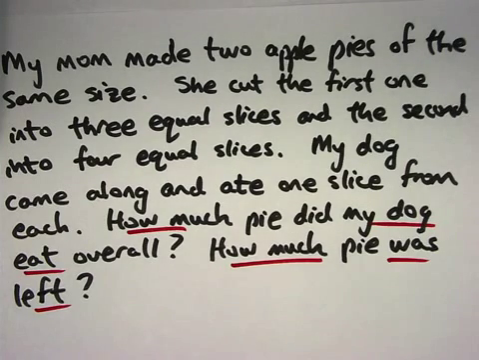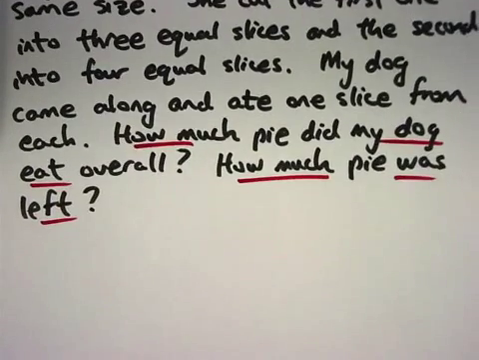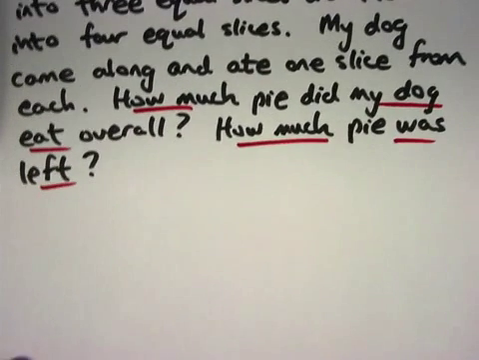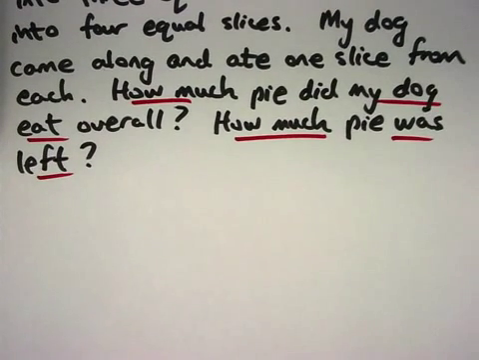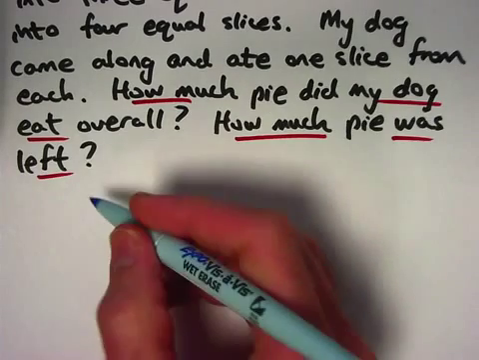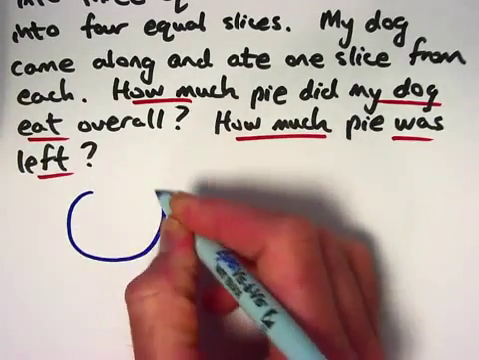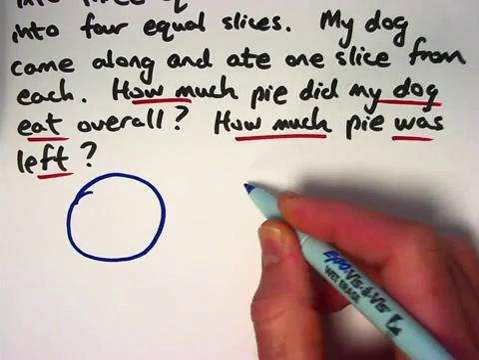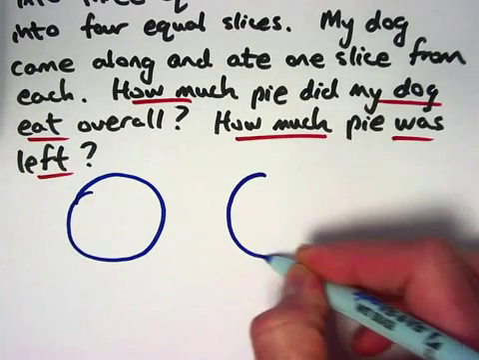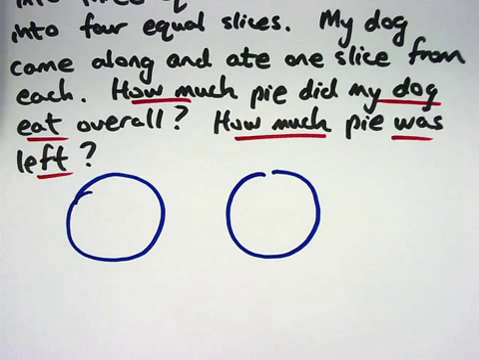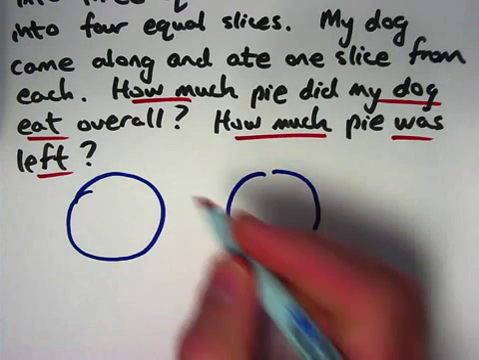Alright, so let's think about this by visualization. I like visualizing things as much as possible. I can't draw perfect circles, but I'll do my best. Let's pretend this is the first pie, and this is the second pie. They're supposed to be the same size, and they are both apple pie, let's say.